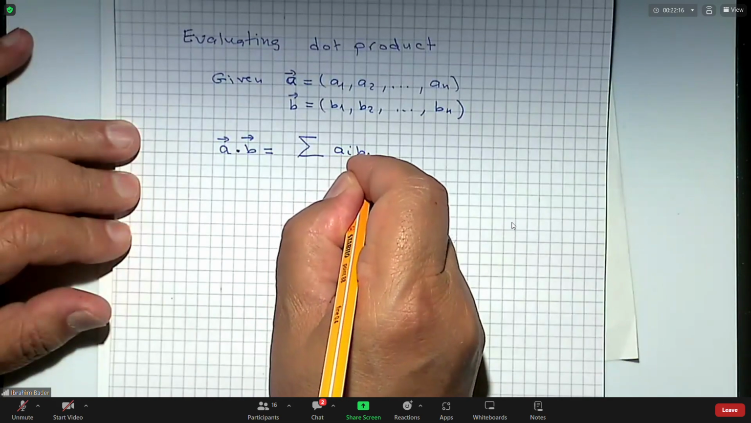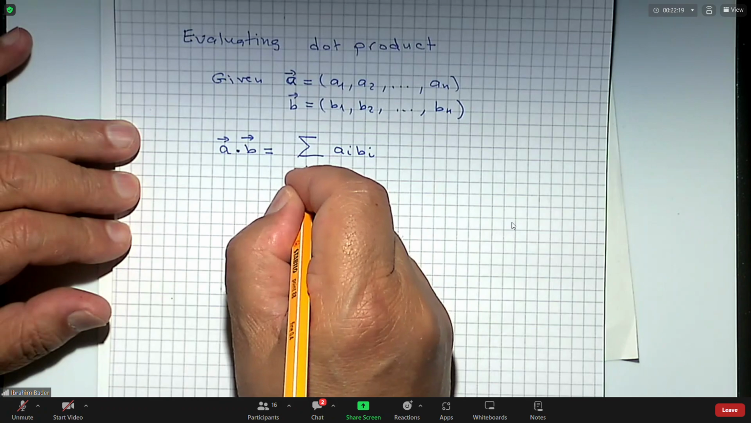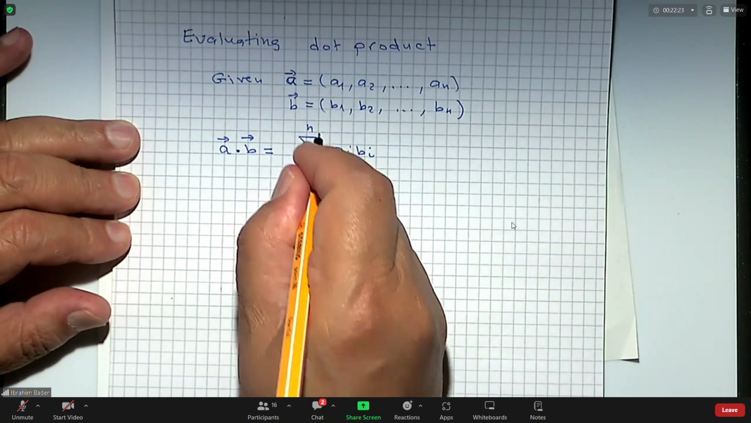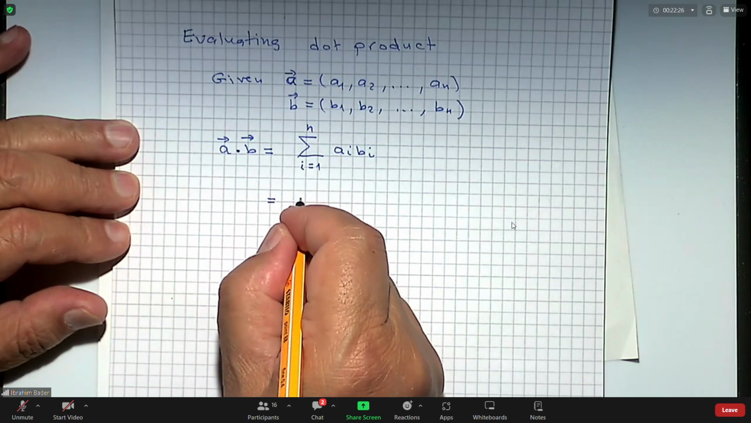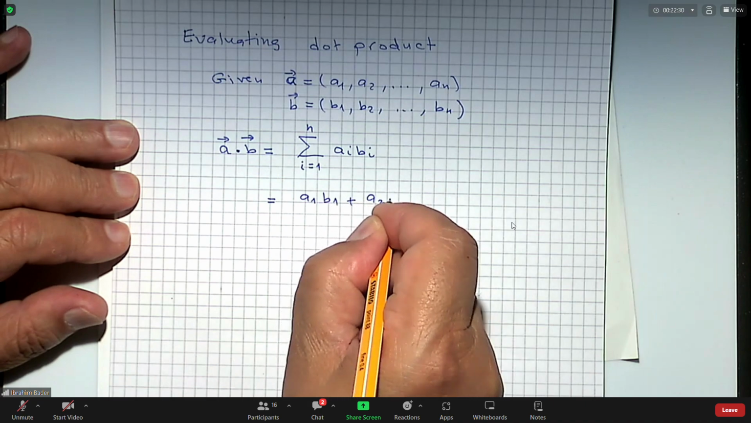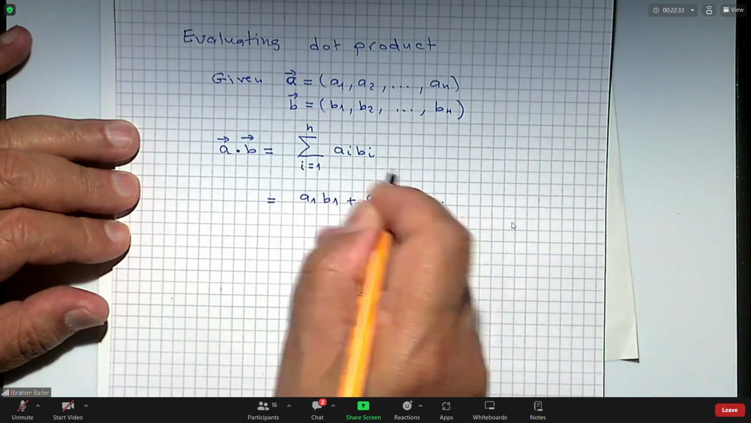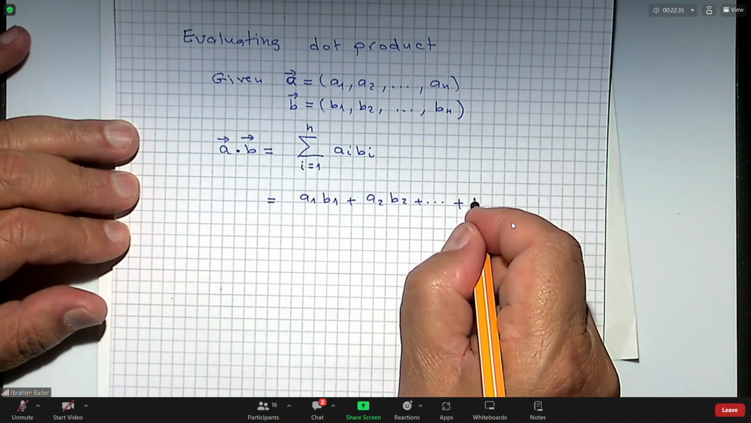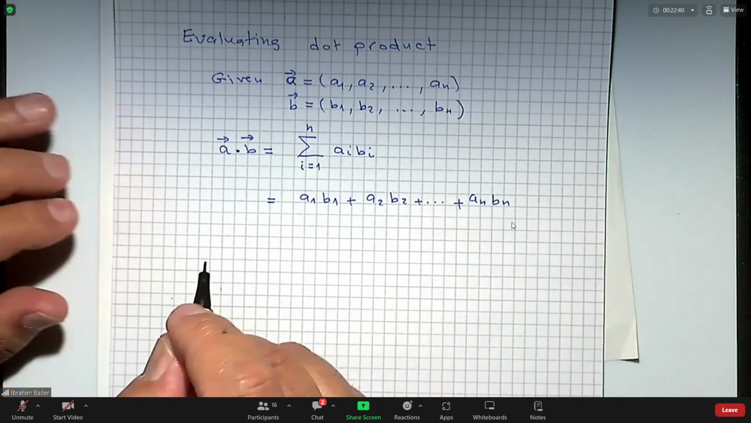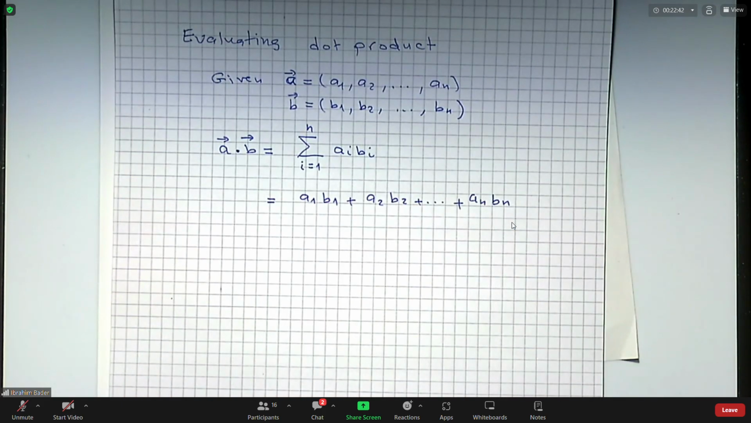Ai times Bi. This is here the real number product, i equals 1 to n. That means here A1 is multiplied with B1 plus A2 multiplied with B2 plus, if you are not familiar with this notation of sum, An times Bn. Clear? So this is how we evaluate the dot product.